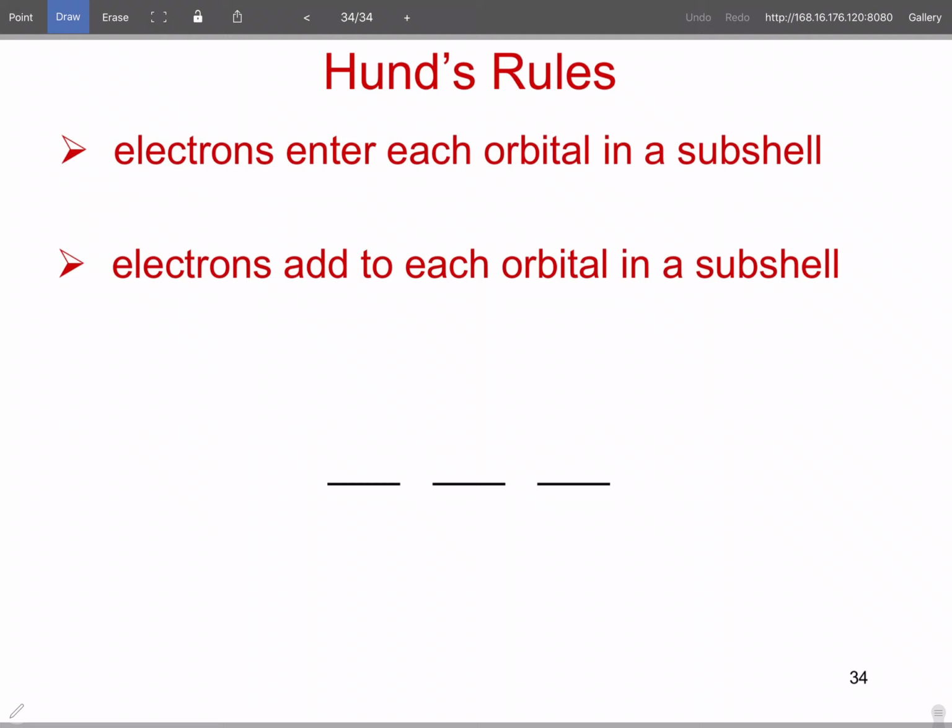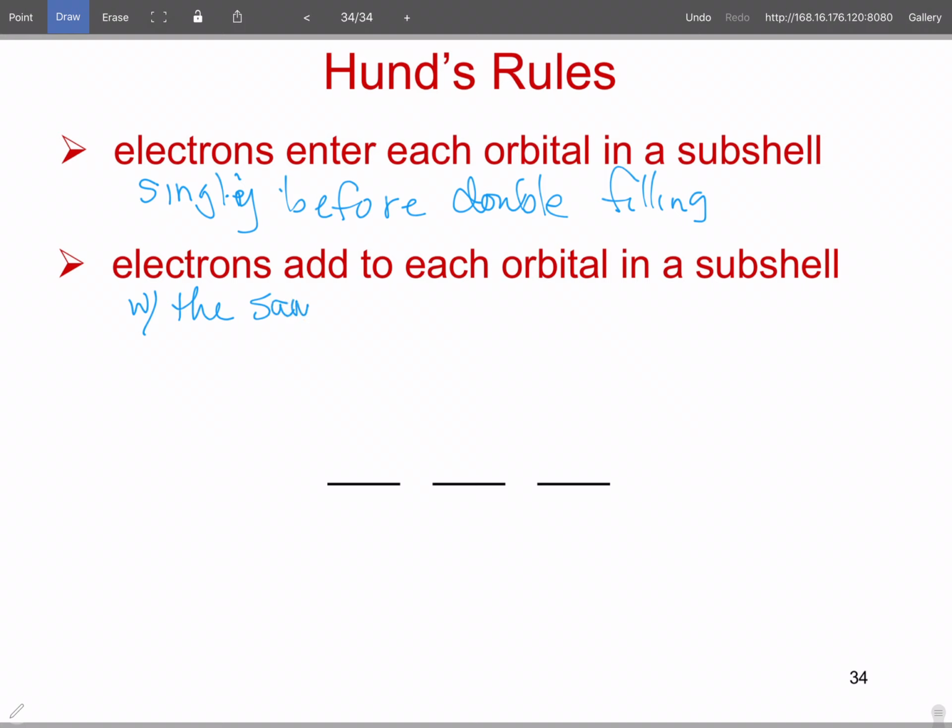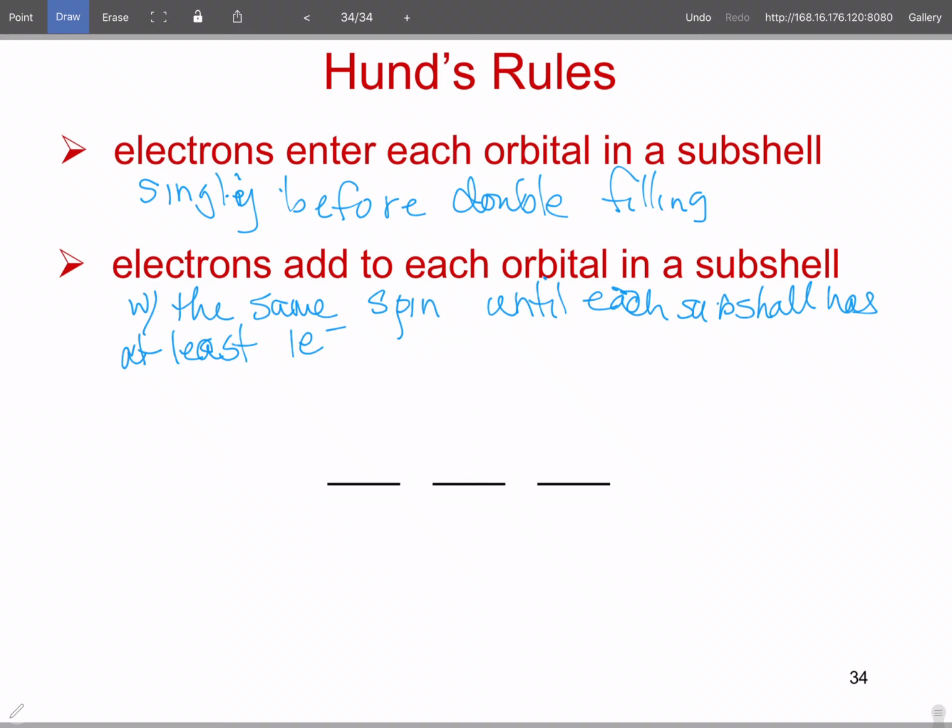Now, the last rule is Hund's rule, and I tend to call that the bus rule. But what it says is that electrons enter each orbital in a subshell singly, that's actually a word, before double filling. And electrons add to each orbital in a subshell with the same spin until each subshell has at least one electron. So what that means is if we talk about electrons having spin, there's up spin and there's down spin.